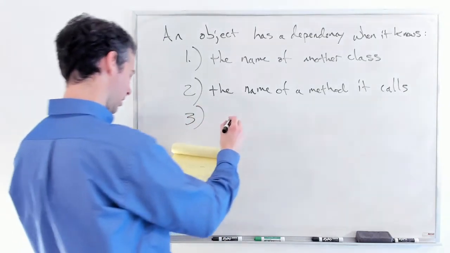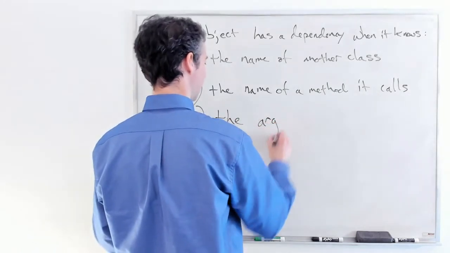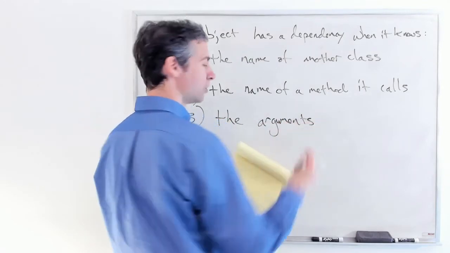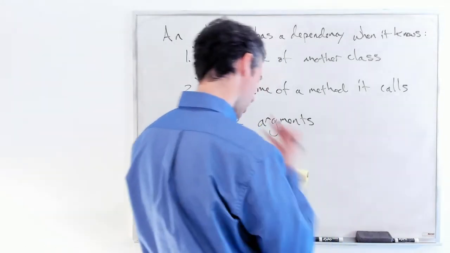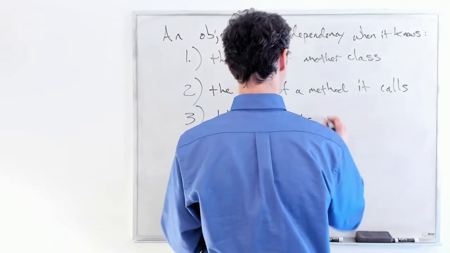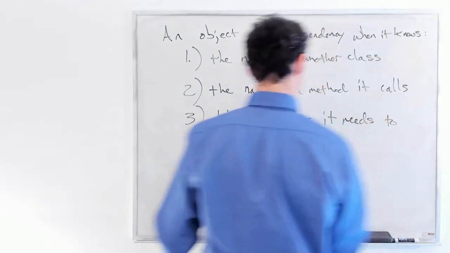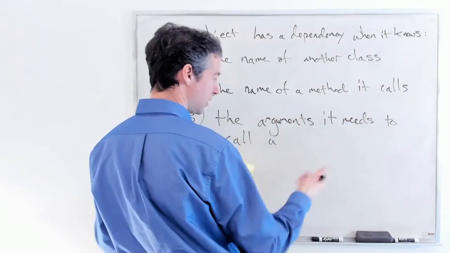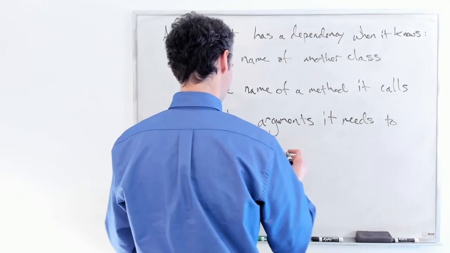Number 3, you have to know the arguments. Now, the methods that we use, day, month, and leap, don't take any arguments, so that's not a problem. So it needs to call a method. If you know a method and if it takes arguments, then you also have to know what those arguments are.